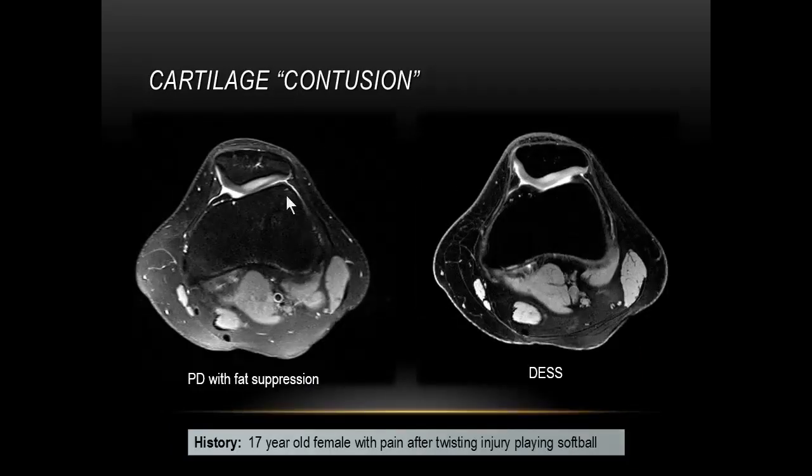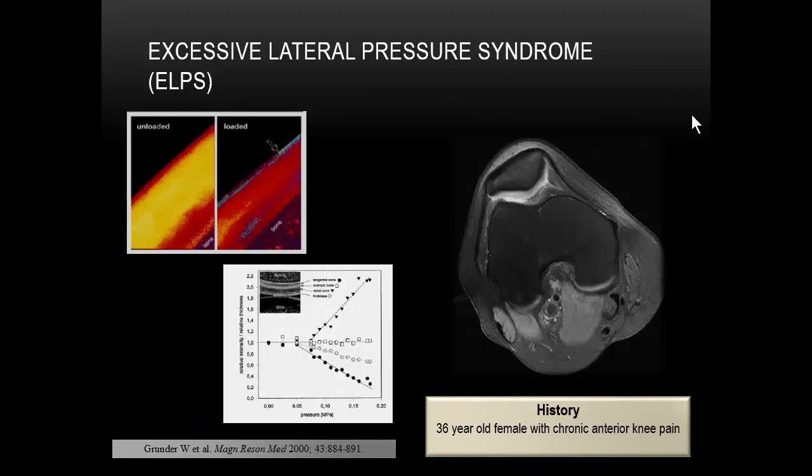Just some other examples, again, of cartilage contusion. This one, a 17-year-old female, had pain after a twisting injury, where she had a transient patellar subluxation, not sure. We don't see the impaction fracture, but we can see that altered signal intensity within the cartilage of her lateral facet with an intact overlying surface.